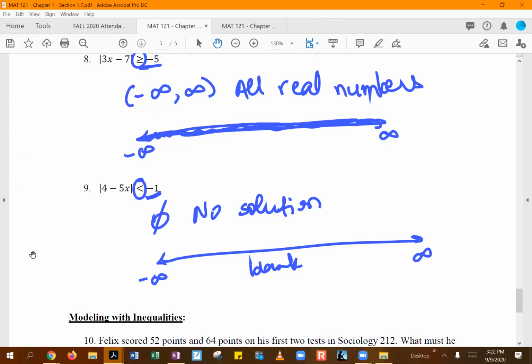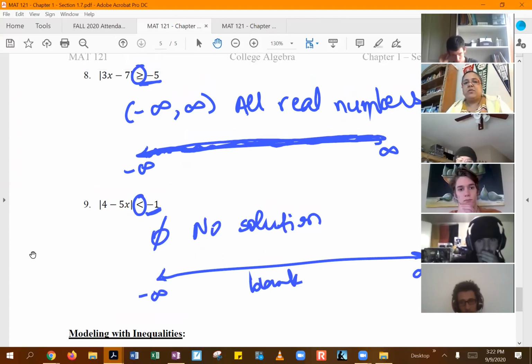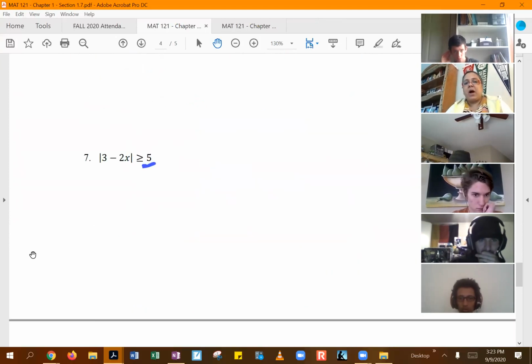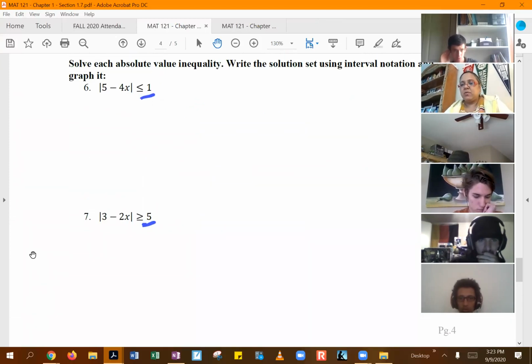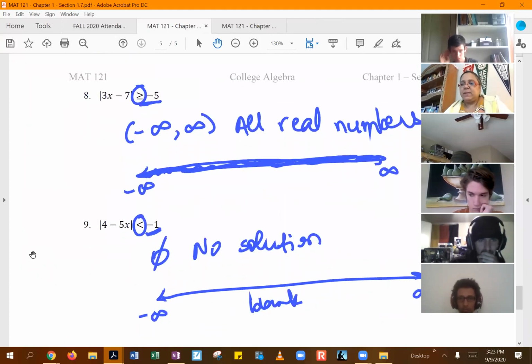Yes, Abdul Aziz, as long as you have a negative number on the right-hand side, that's going to be true. So if you have a greater than symbol, it will be all real numbers. If it's a less than symbol, it will be no solution. But make sure if you have positive numbers, then it's not going to work. You have to solve those. It's only when you have negative on the right-hand side.